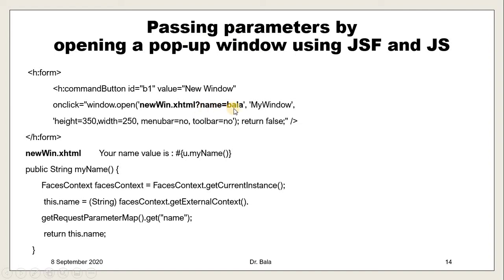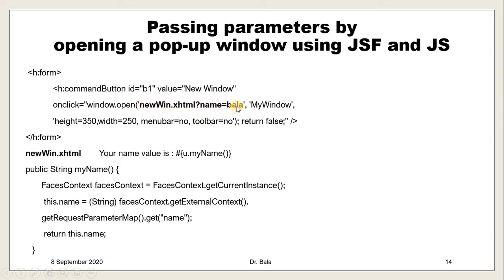Question mark, name equal to value, I say. So with question mark name equal to value, this value will be assigned to the page. In that page, I have this myName method being called from the managed bean. I will explain this one later. Let us first of all focus on opening the window.